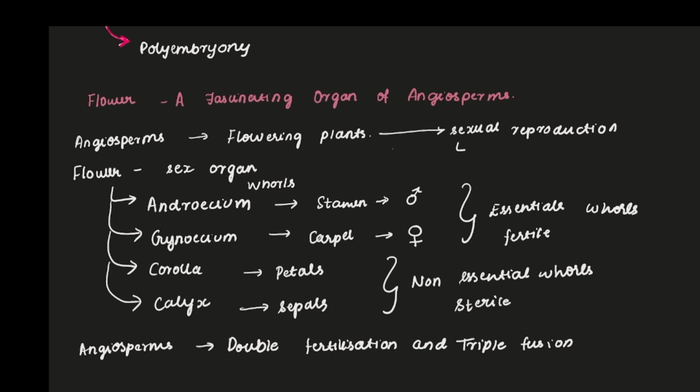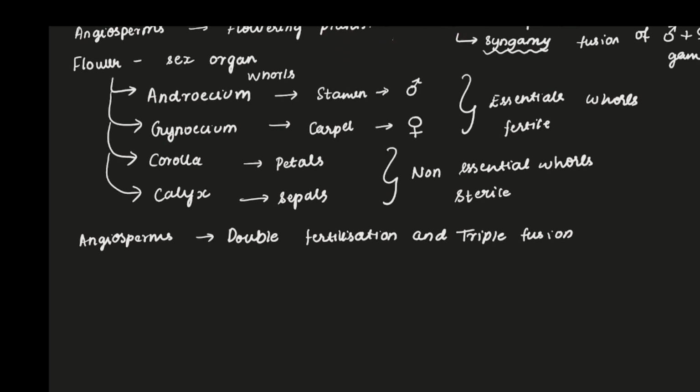How? Through something called syngamy. It's the fusion of male and female gametes. We'll always remember syngamy is different and fertilization is different. It's more like fertilization leads to syngamy. So there is a difference, so please do understand that.